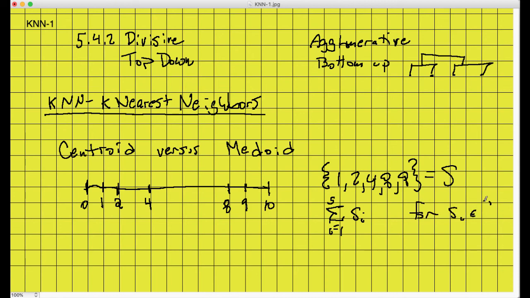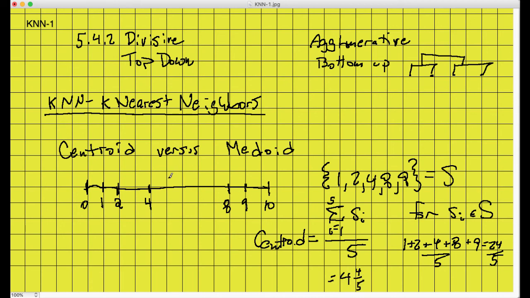For S of i contained in S, and we would divide this by 5. This value over here, we would call the centroid. In other words, it's the average of all of these numbers. Figuring out the average: 1 plus 2 is 3, plus 4 is 7, plus 8 is 15, plus 9 is 24, and that's all over 5. So that's 24 over 5, which means that the centroid is equal to 4 4/5.